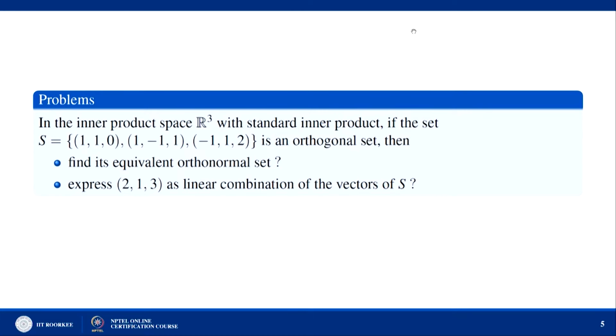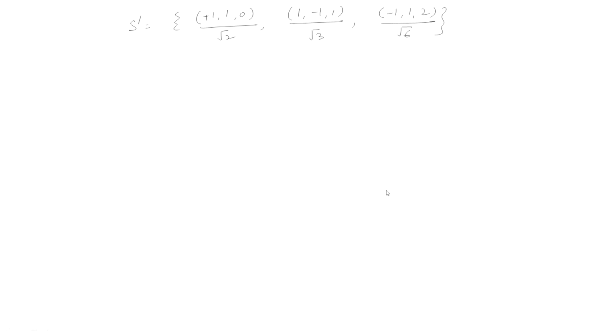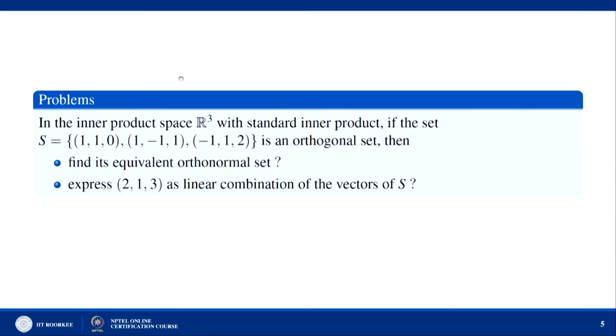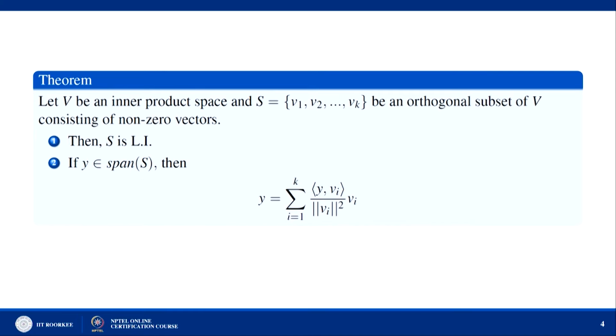Now, again the next problem, we have to express (2, 1, 3) as a linear combination of the vectors of S. So, how can we express (2, 1, 3) as a linear combination of elements of S? We can use the previous result. You see, in the previous result, this set is an orthogonal set, and if y belongs to the span of S, then this y is some expression like this.